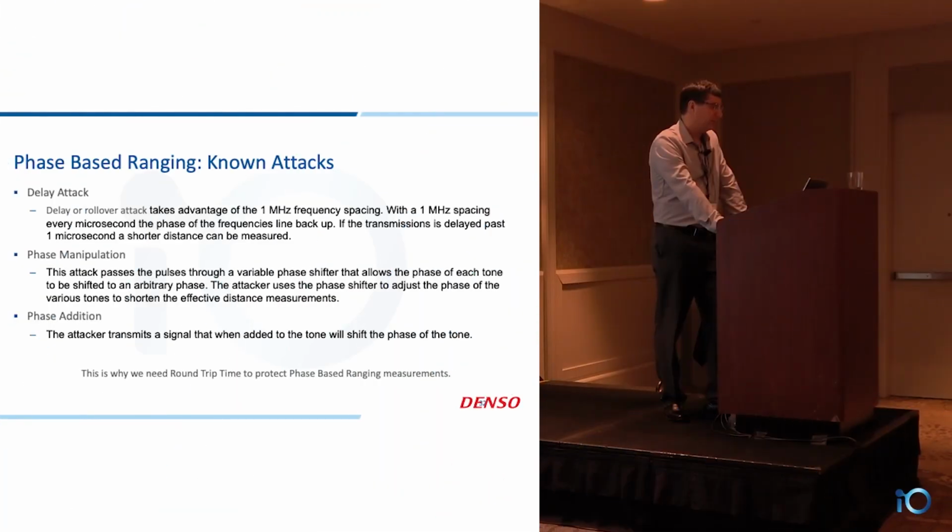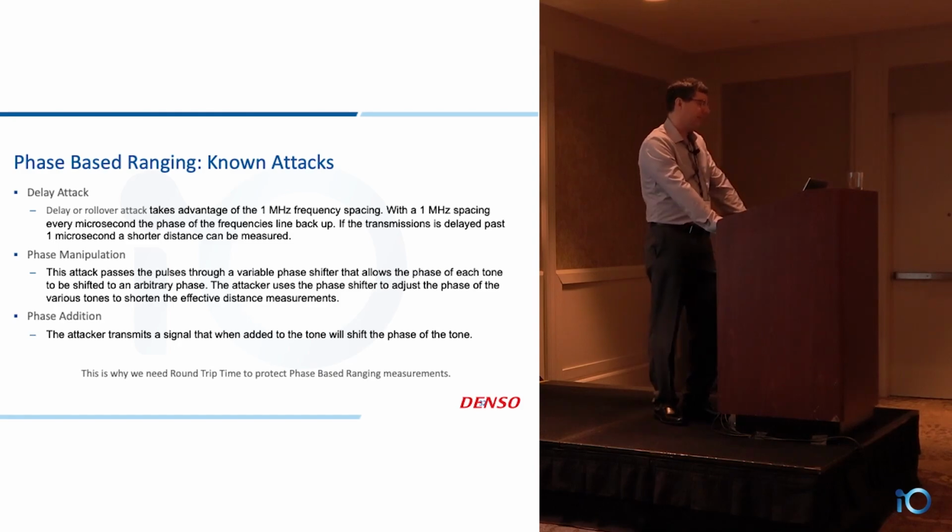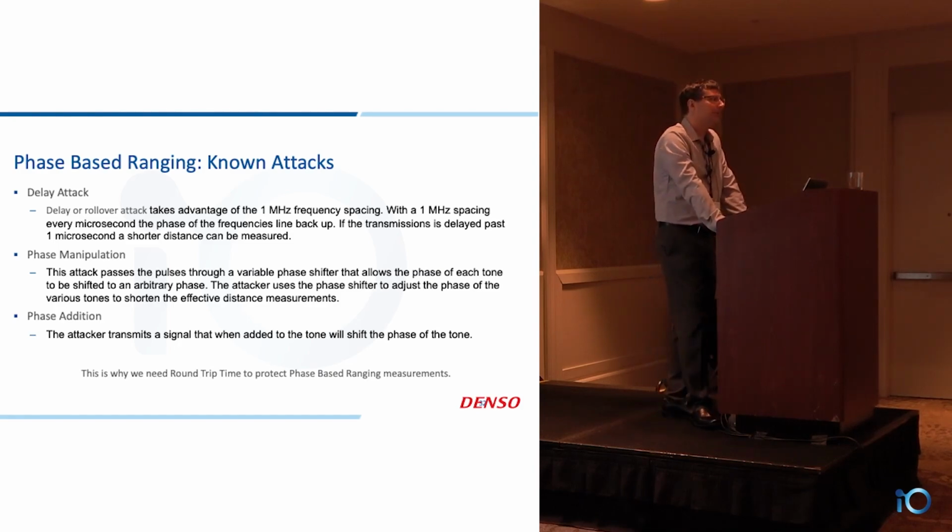So there are several known attacks against phase-based ranging systems. One is the delay attack. The delay attack is maybe the simplest to implement, but also the simplest to mitigate. In the delay attack, we rely on the fact that if you add a constant phase delay, that's like increasing the distance.